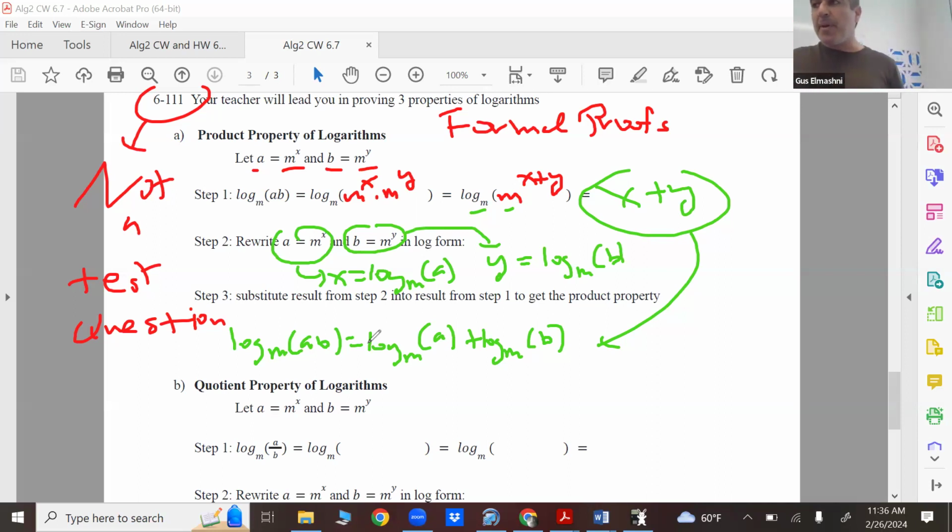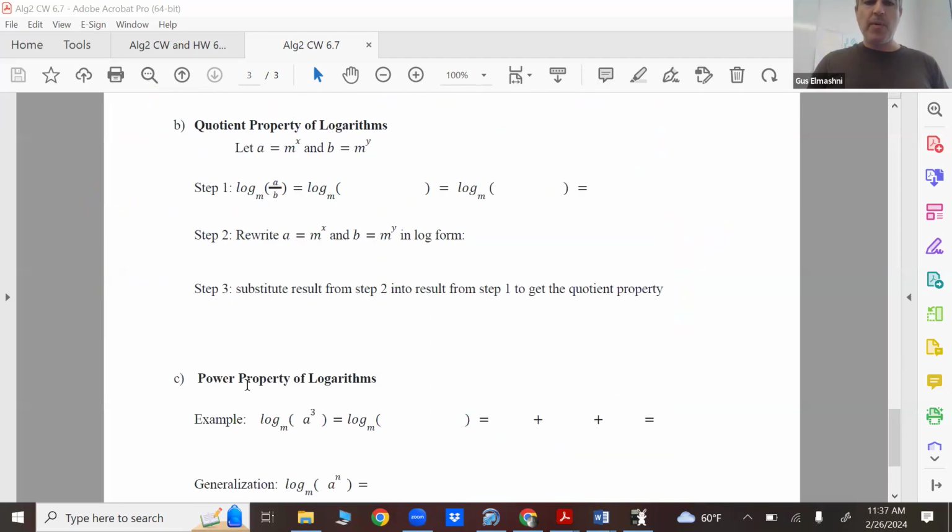I do this actually with my pre-calculus BC honors class, which is obviously 3 or 4 levels ahead of this class. So it's good that I'm doing this with you guys because you do need to see this. It's important you see this. Again, it's not a test question, but this explains why the product property of logs works. Yes, it's analogous to exponents, but this really shows you why it works. Let's try this again for the quotient property. Again, it's not a test question, but just to show you why it works.